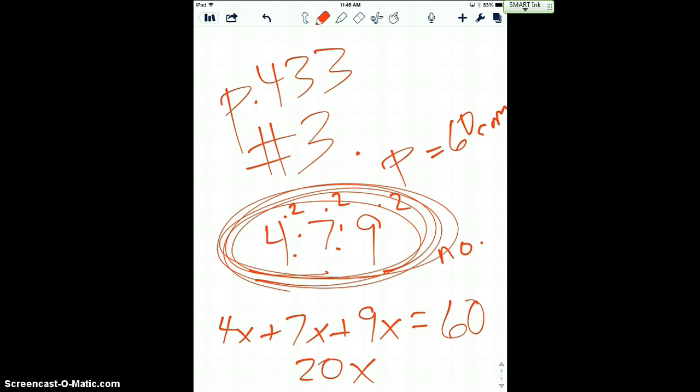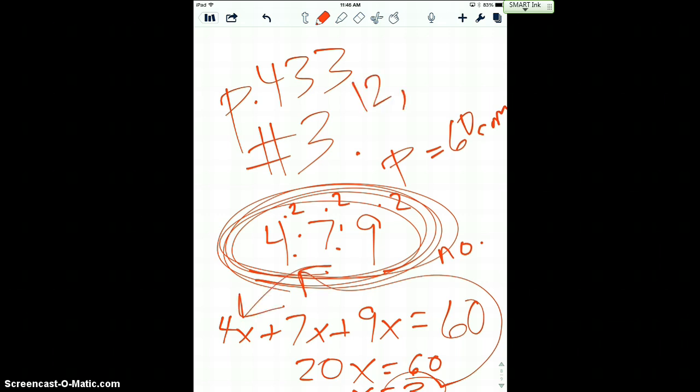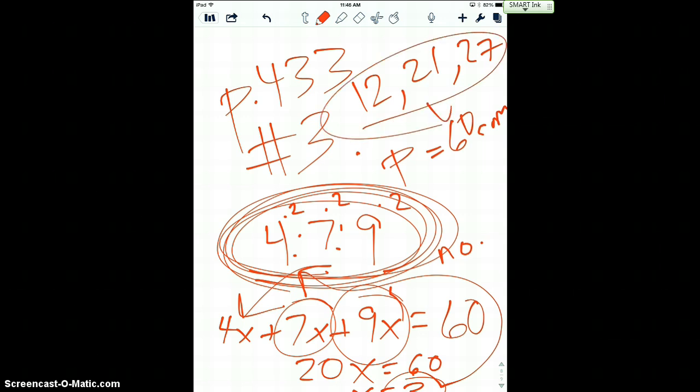Oh, that's nice. So if I divide by 20, my x value would be 3, meaning that this is not a side length. I'd have 4 times 3, one side would be 12. 7 times 3, one side would be 21. And 9 times 3, one side would be 27. And that'll give me a perimeter of 60.